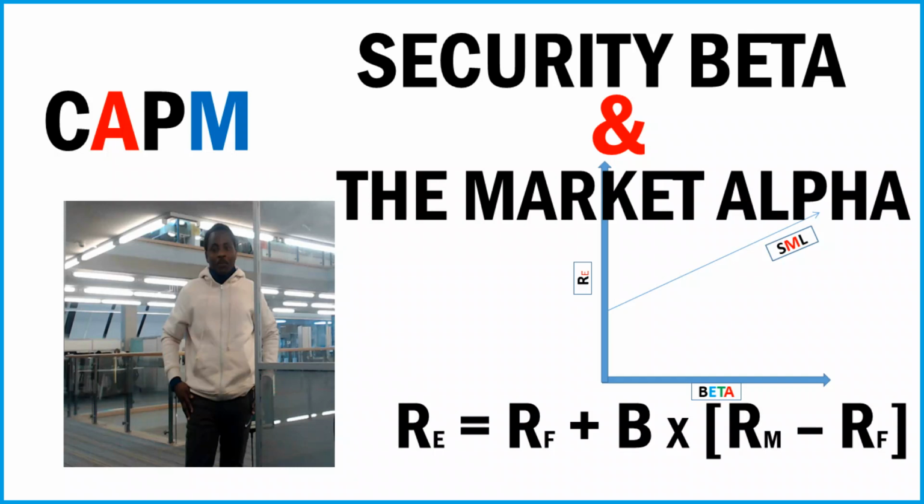So it's worth noting that alpha can be influenced by various factors, including even the manager's skill. It could be influenced by market condition. It could be influenced also by investment strategy. So it's important to evaluate alpha in the context of all these factors before we decide whether we actually outperform the market or not.